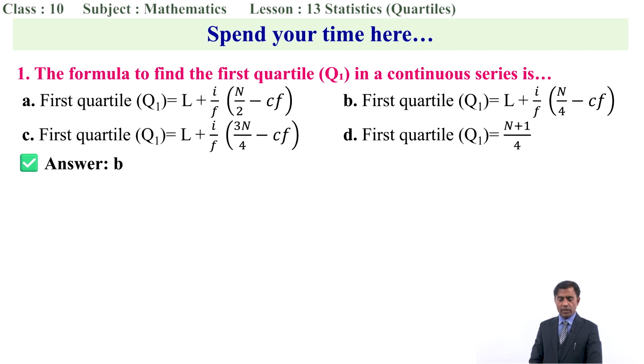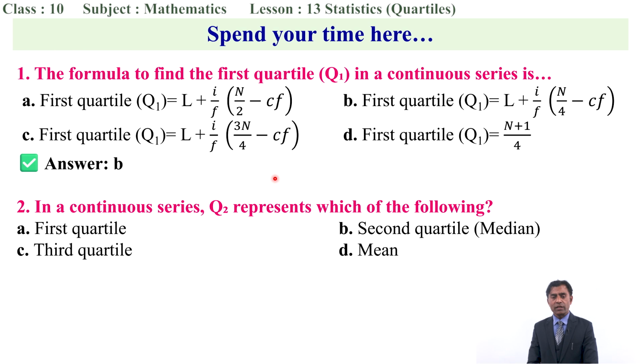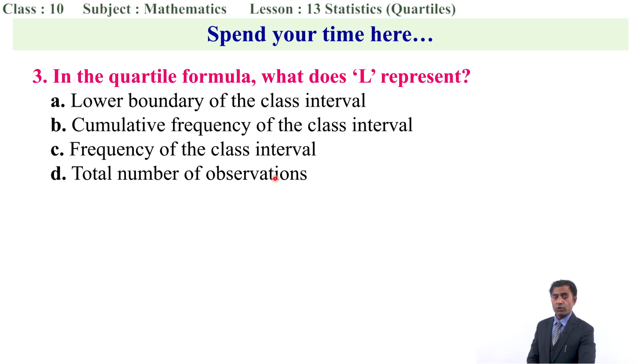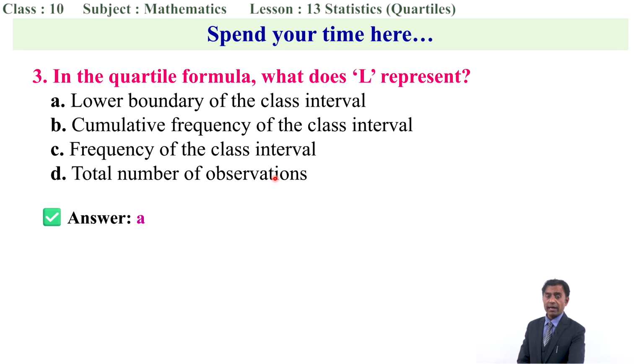Similarly, next question. In a continuous series, Q2 represents which of the following? Second quartile means first quartile, second quartile, third quartile, mean. So Q2 represents the second quartile, it means option B, right? Similarly, in the third question, in the quartile formula, what does L represent? Lower boundary of the class interval, cumulative frequency of the class interval, frequency of the class interval, total number of observations. Do you know the answer? Yes, the right answer is option A, lower boundary of the class interval.